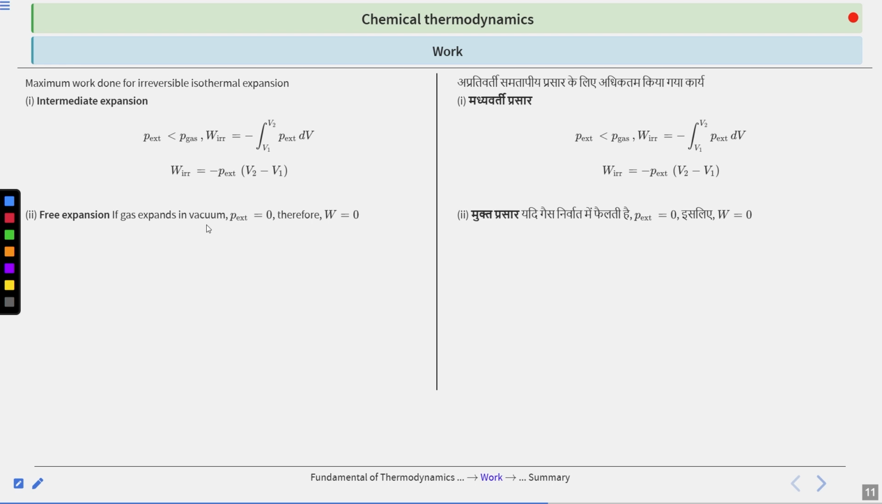Now in case of free expansion, P external is 0. So what is free expansion? Suppose you are compressing the gas at a high pressure. Now you suddenly remove the lead, then compared to the atmospheric pressure, the inside pressure is very large. So it will expand quickly and look like a free expansion. Since for free expansion the external pressure is 0, your work done will be 0. Clear?